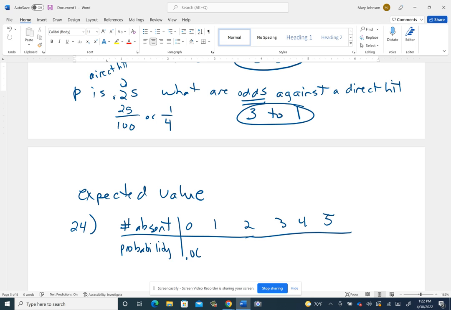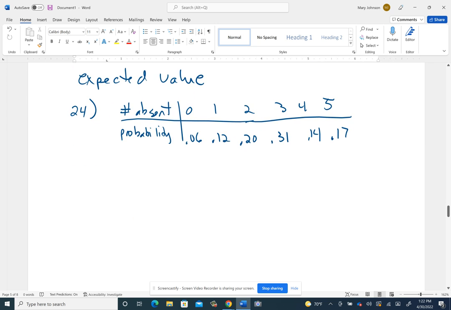So we had this table given to us with these various probabilities for each number of how many people would be absent on a particular day. And those, by the way, will all add up to be 1 if you add them up. So what you do for expected value is a kind of weighted average that would tell you the number of absences to expect on a day.